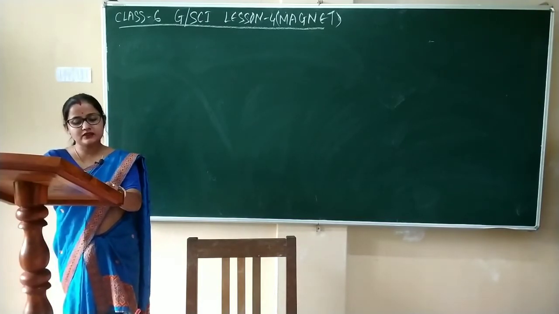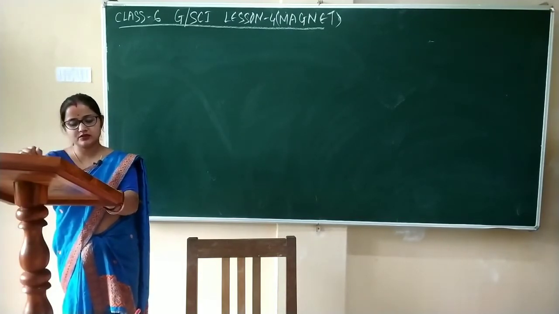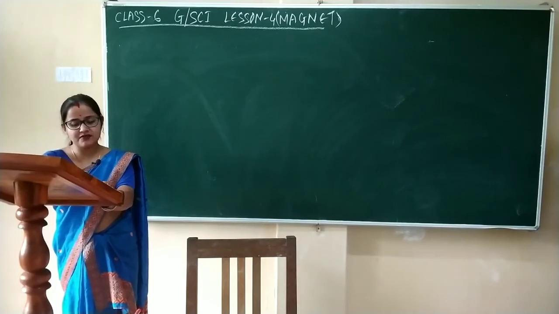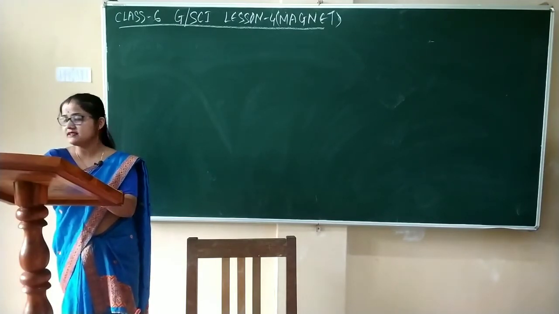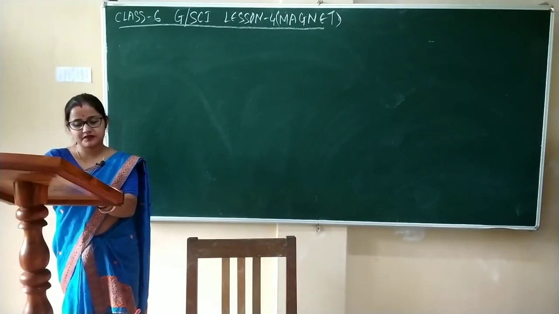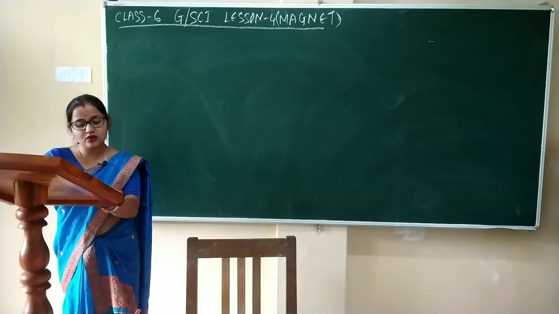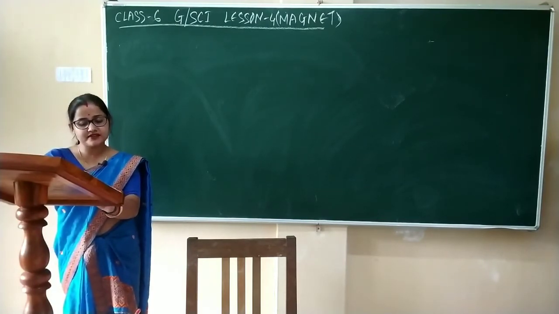Why does a magnet always move in the north-south direction? Let us know. The earth itself is like a giant magnet. It has two separate magnetic poles. These poles are close to Earth's geographic poles. A freely suspended magnet responds to the magnetic force of the Earth and points in the north-south direction.